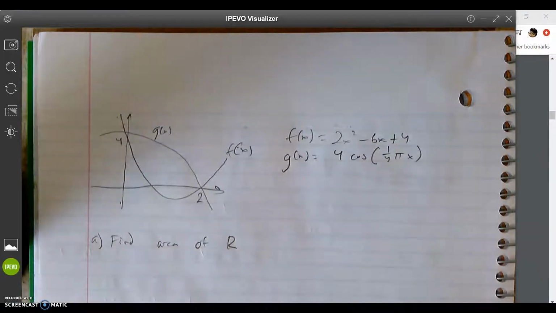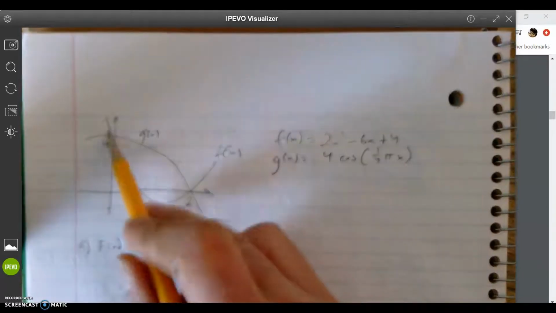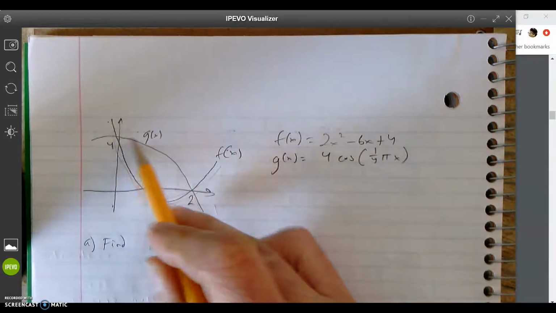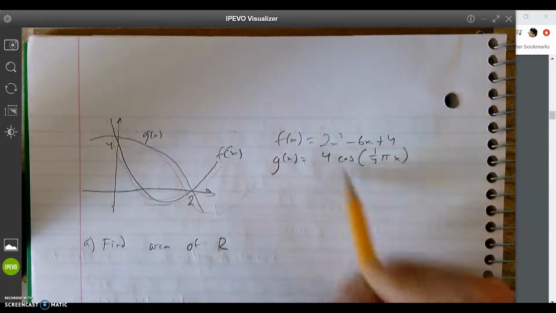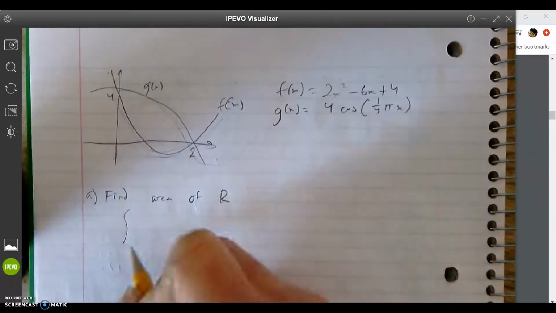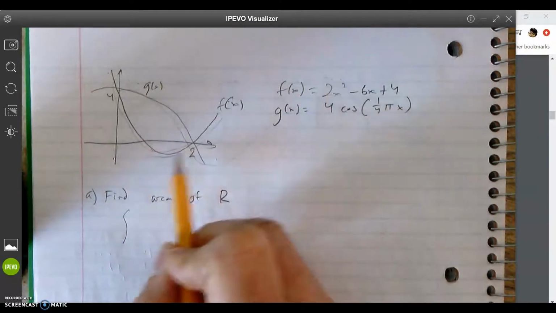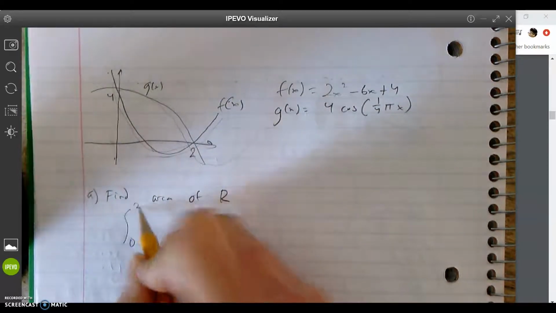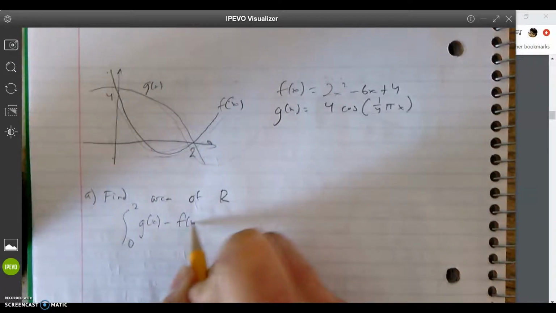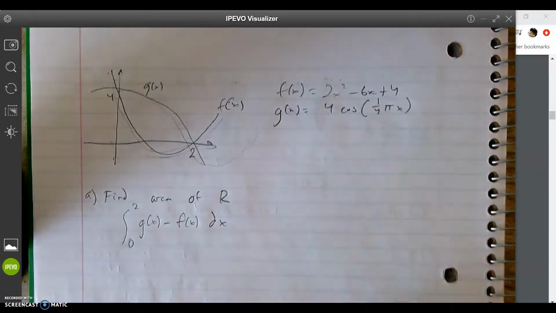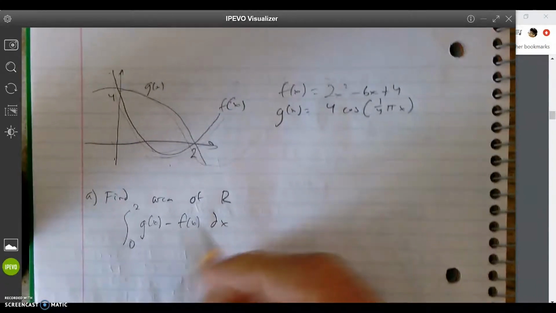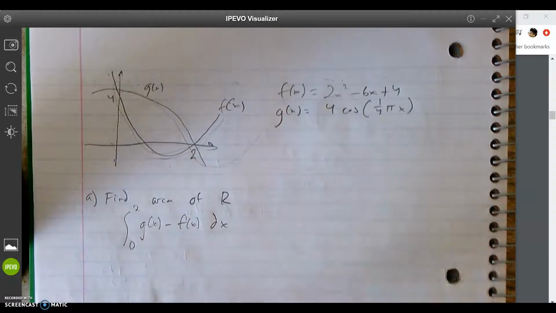All right, so f of x, like I said before, is the bottom part because that's the parabola, and g of x starts here and goes down since it is a cosine curve. So the area is going to be the integral between 0 and 2 of g of x minus f of x dx. Top g of x, bottom f of x. A lot of people got that far, and a lot of people put this in the calculator, but now here's the hardest part.